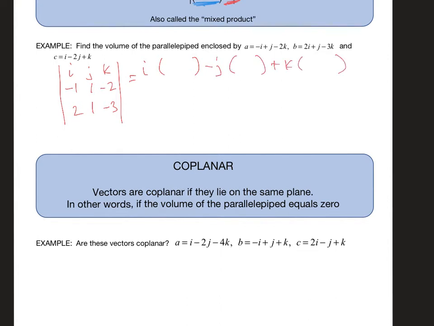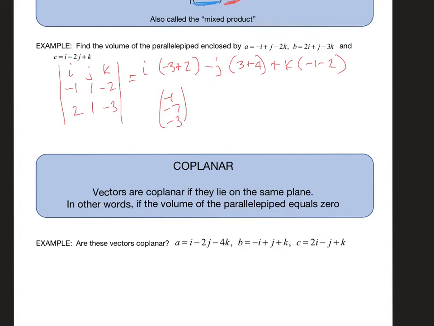All right, so again, expansion by minors should give me -3 plus 2. Here, 3 plus 4. And lastly, -1 minus 2. That means my resultant vector is -1, -7, -3.